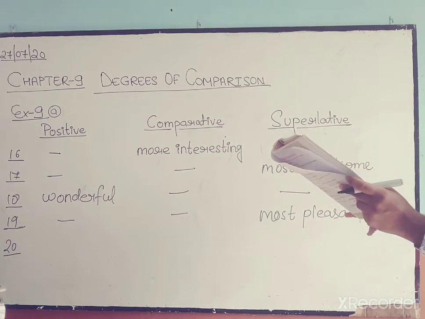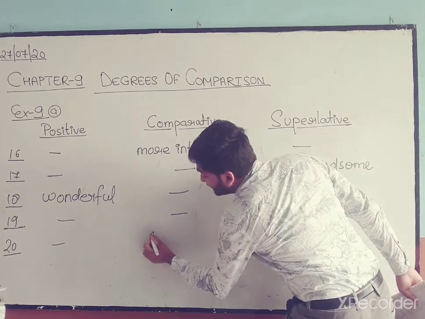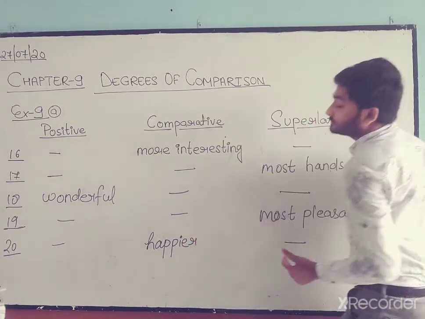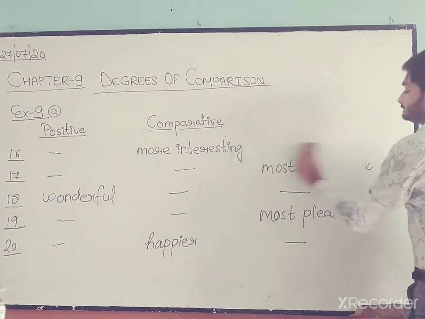Number 20. Last, we have happy and happiest. We have positive and superlative. We have to write the comparative one, which will be happier. Yes. So this one is done. Now we will do exercise 9B.